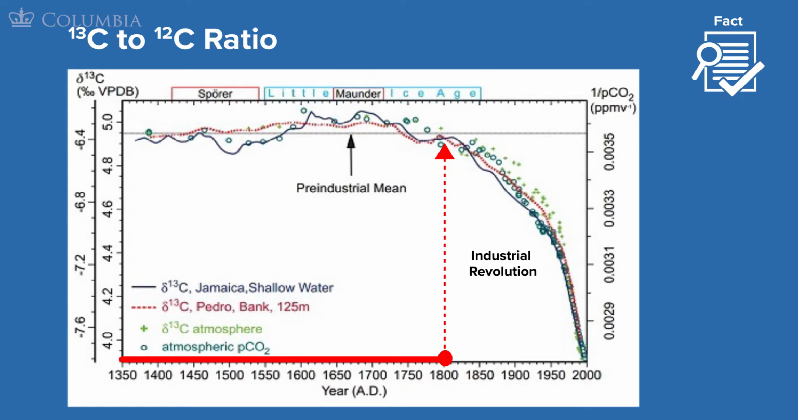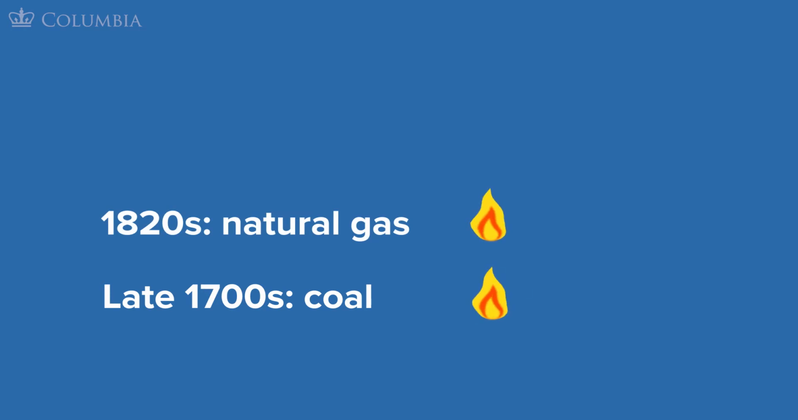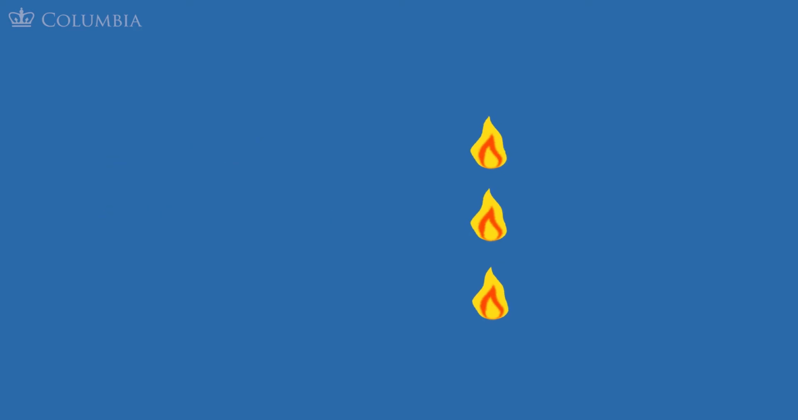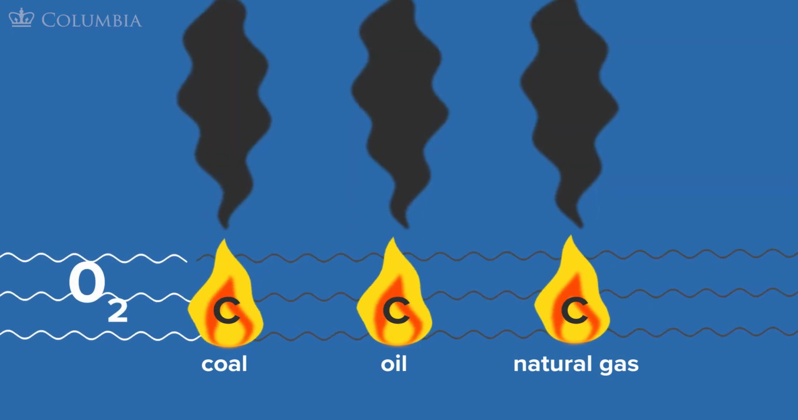In the late 1700s, we started mining and burning lots of coal. In the 1820s, we started burning natural gas. In the 1860s, we discovered oil and started burning that. We were burning all this carbon stored up from these ancient plants in coal, oil, and natural gas, and burning is combining with oxygen, so carbon plus O2 is CO2.